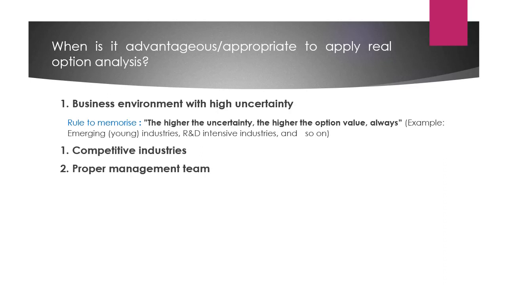For example, emerging young industries have higher uncertainty, but they can bring higher option value because of their unique new line of products, which is patent based, or R&D intensive industries, and so on. Another environment could be competitive industries, especially for the option to expand. Although the advantage might lean towards market leading companies a bit, as they tend to get the first call, lower cost to exercise rights through economies of scale and wider customer base.